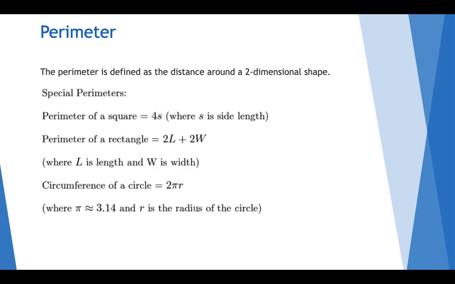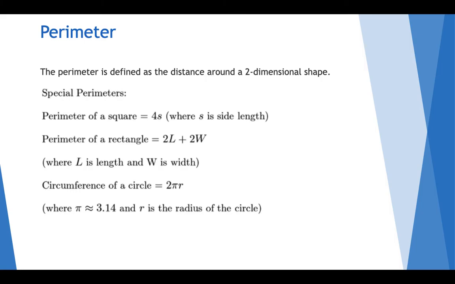width. Now the circle is the first one that we have, and the only one that we have, that we can't calculate just by adding up the sides, because depending on who you ask, a circle has either 0 or infinitely many sides. So the circumference of a circle, which is a fancy word for perimeter when you're talking about circle, is 2 pi r, where pi is approximately 3.14 and r is the radius of the circle.